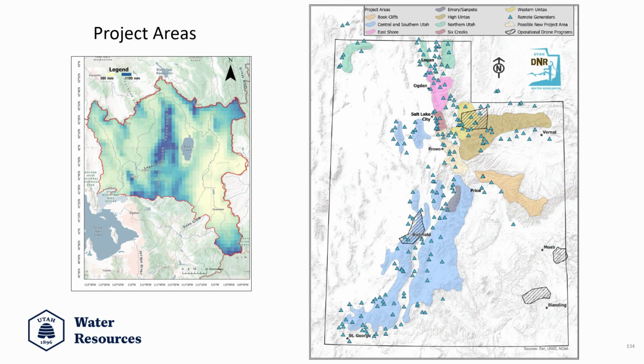So here's a look at our target area. The map on the right basically gives you a really good idea of where we're working. All those little triangles are where some of our ground-based generators are. So you can see we're not biasing towards one area versus another. I think that's a misconception about Utah's cloud seeding program. And then those hash areas are where some of our drone teams were this past year. We're going to move those around a little bit based on local participation.